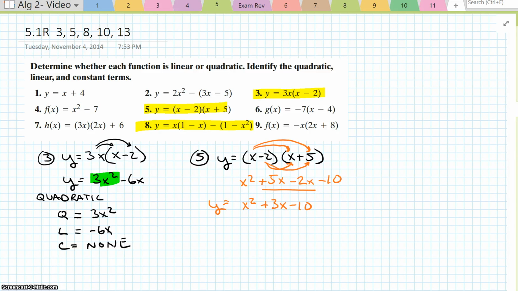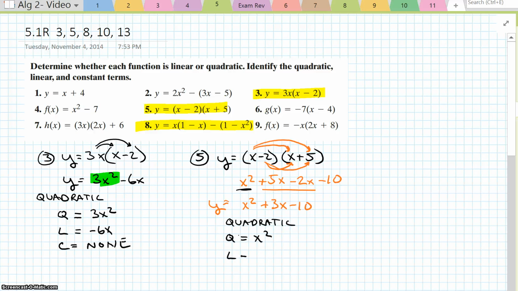Again, just like we said before, since there's an x squared term, it is a quadratic. My quadratic term is just x squared. My linear term is 3x. And my constant is negative 10.